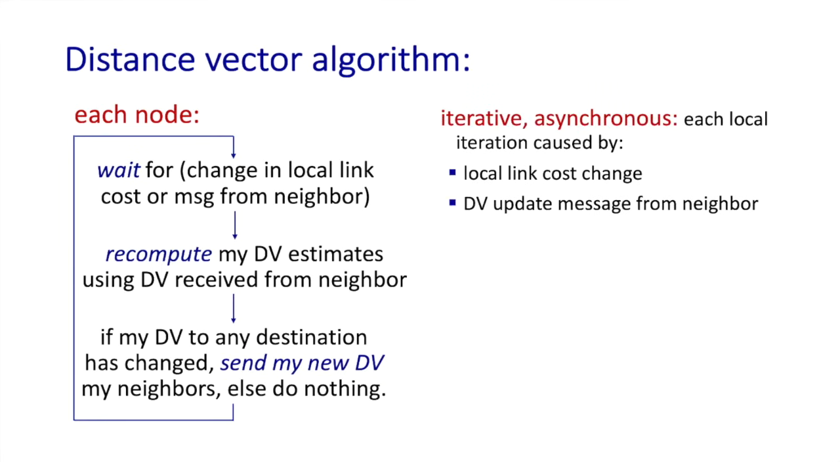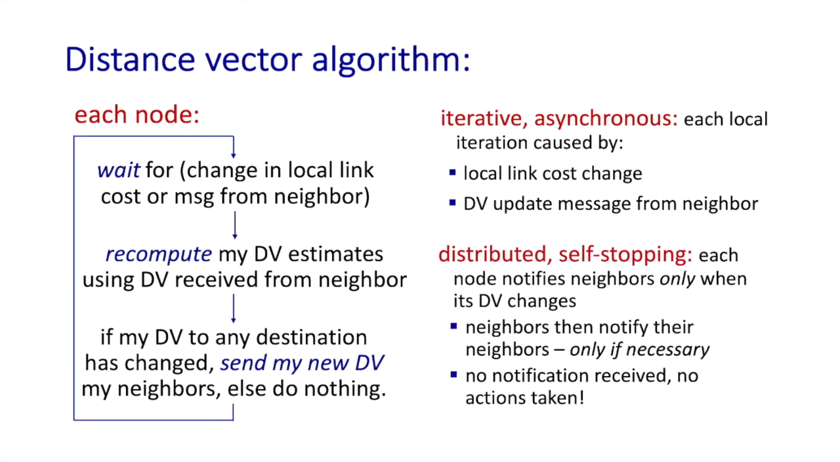It's iterative and asynchronous. Each iteration is caused by either a local link cost change or the receipt of a distance vector update message from a neighbor. And we've talked about this as if it's synchronous, that all nodes are exchanging distance vectors in lockstep. But in fact, nodes can iterate asynchronously from each other, and with very different iteration speeds will still converge.